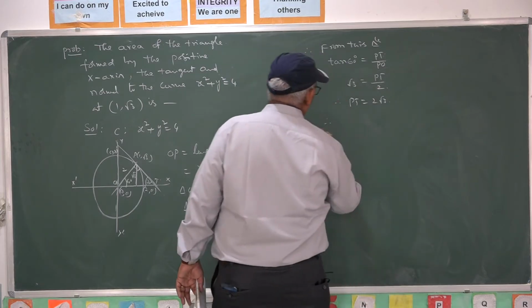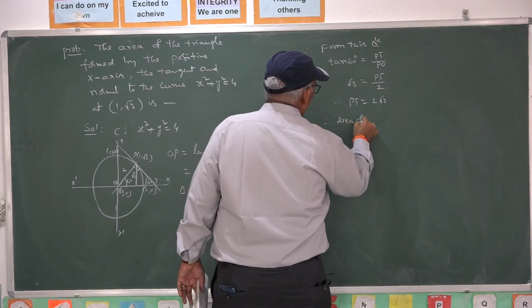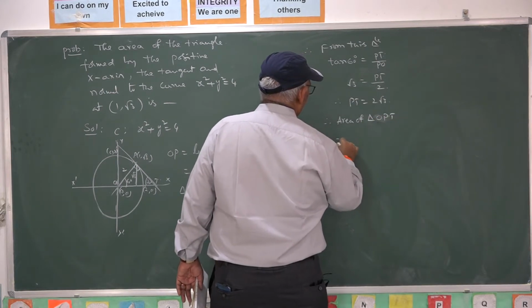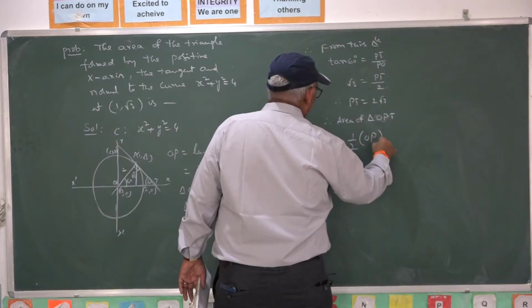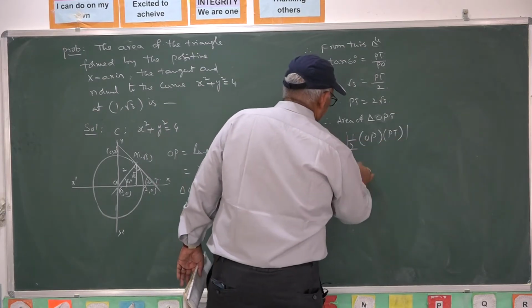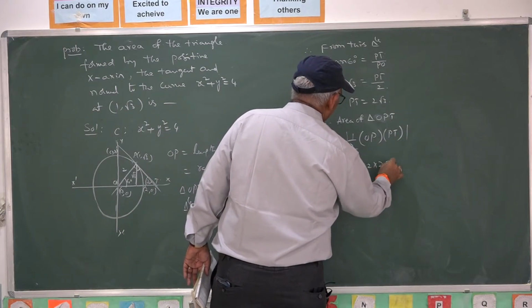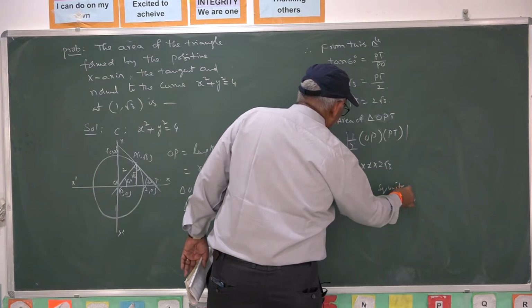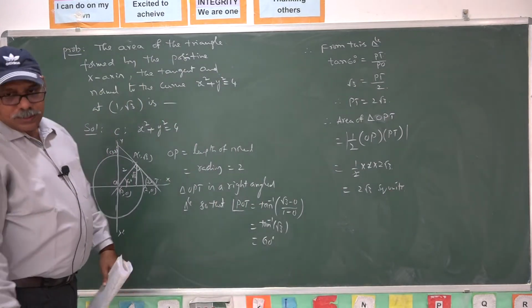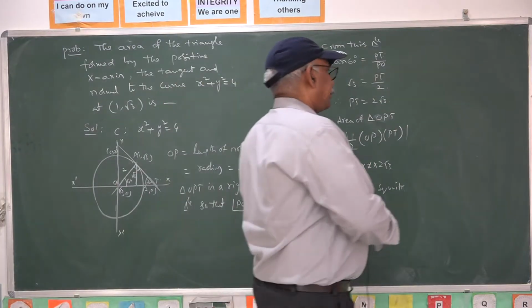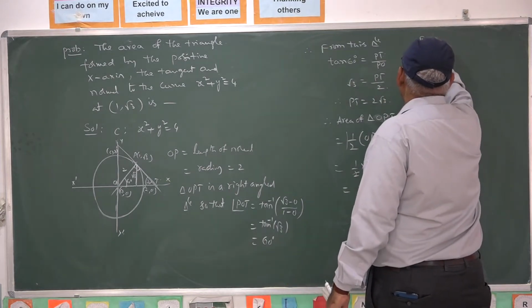Therefore, area of triangle POT, or OPT, is 1 by 2 into OP into PT, since it is a right angle triangle, with modulus. That is 1 by 2 into 2 into 2 root 3. We get 2 root 3 square units. This is one way of doing the problem. Otherwise, straight away you can take the formula by taking the derivative, or second method.